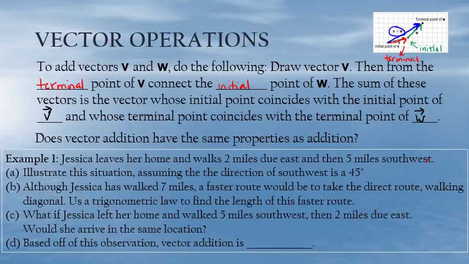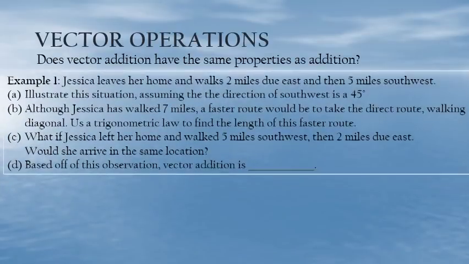Use a trigonometric law to find the length of this faster route. Part C, what if Jessica left her home and walked 5 miles southwest and then 2 miles due east? Would she arrive in the same location? And then based off of all of these observations, what can we say about vector addition? So now let's take the time to answer each one of these questions one by one. So we'll begin with Jessica leaving her home and walking 2 miles east and then 5 miles southwest.